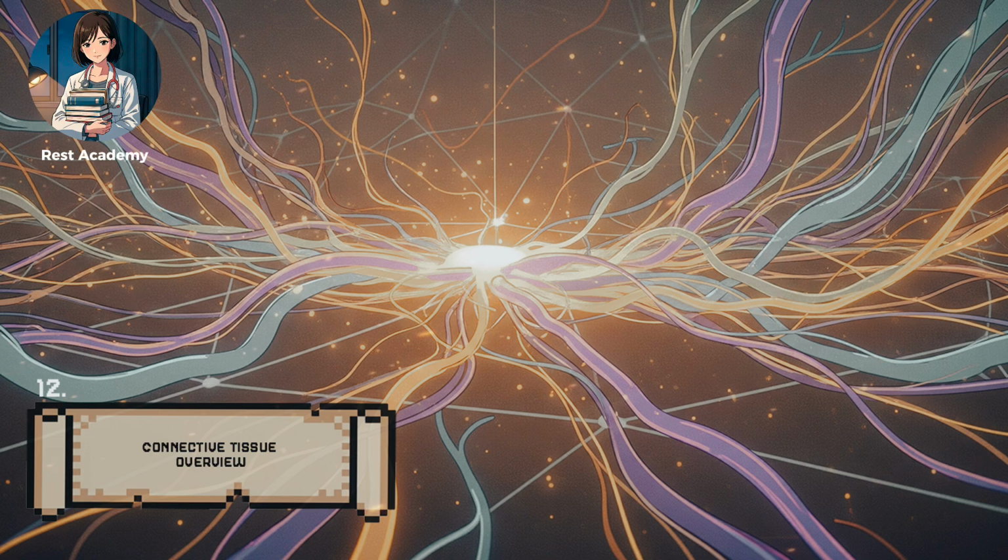From folded factories, we turn to the space between. What about the tissues that surround and support epithelium? The scaffolds of collagen, the highways of interstitial fluid. How does the connective matrix shape every surface you've seen?